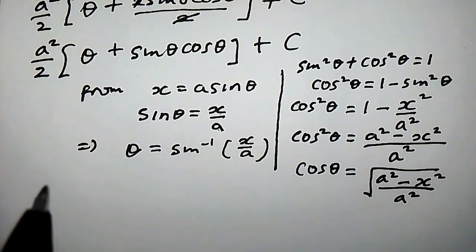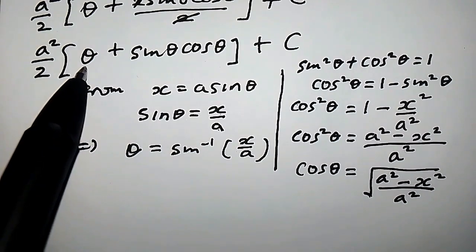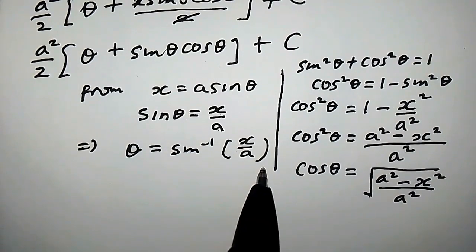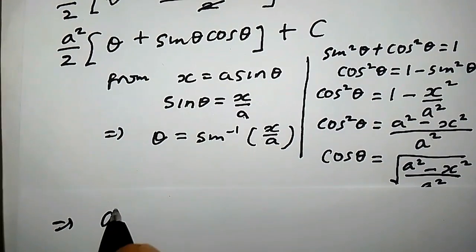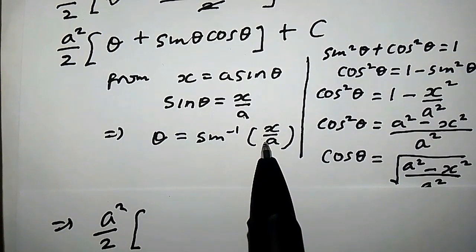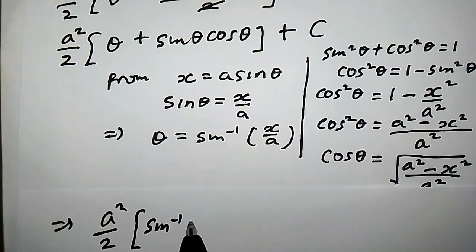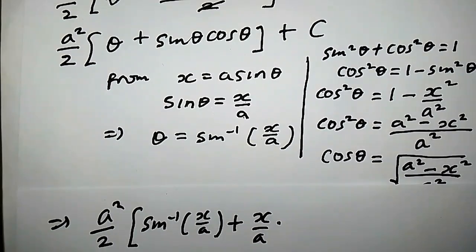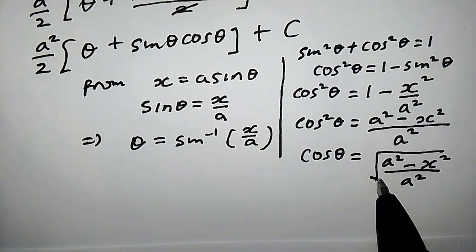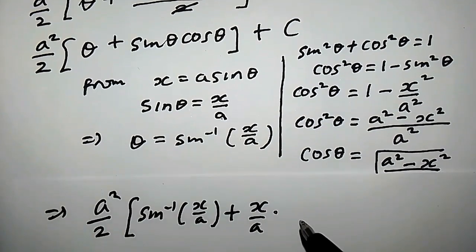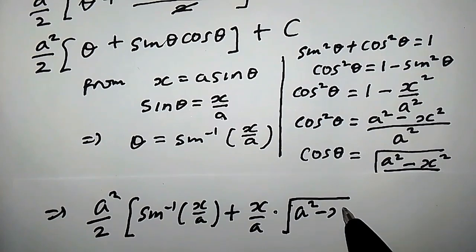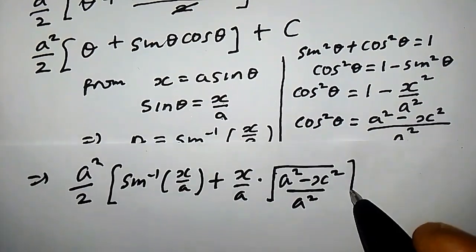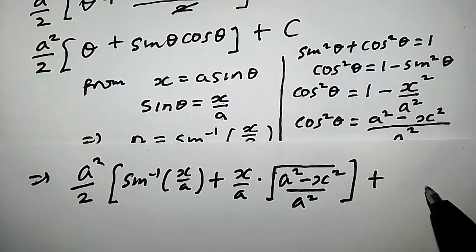We have successfully obtained the values of cos theta, sine theta, and theta. So let us plug all these terms into this line. a squared over 2 into, what is theta? Theta is arc sine of x over a, plus, what is sine theta? Sine theta is x over a, times, and what is cos theta? Cos theta is square root of a squared minus x squared over a squared. Close the bracket, plus c, constant of integration.